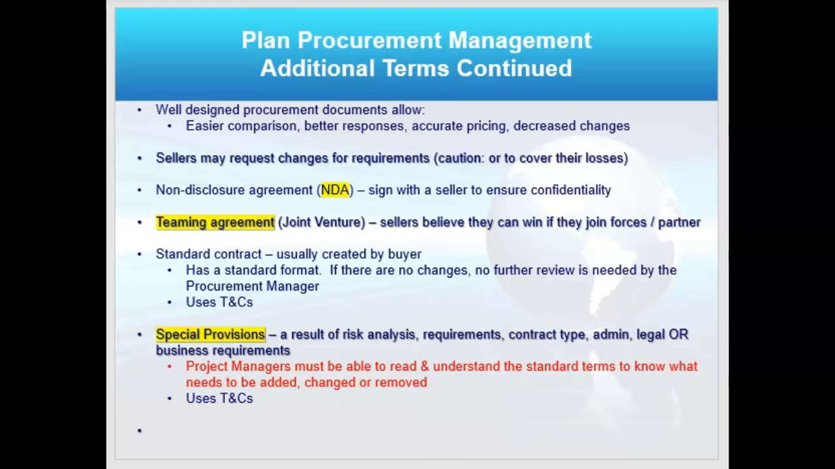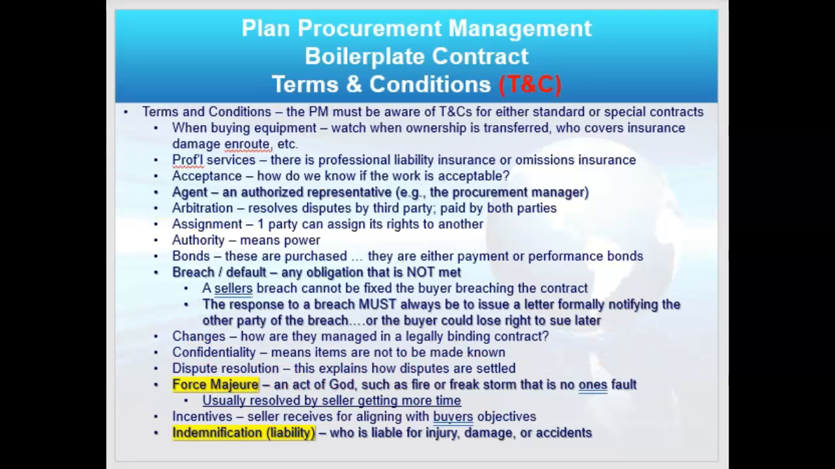You might do a teaming arrangement. You, as a company, as a seller, might partner with another seller and create a joint venture, giving you a better chance of success. And you want to be aware of terms and conditions and special provisions, right? What contract type, what sort of business requirements are there, what's the risk, and you will determine special provisions to accommodate those. We will talk about some of those in terms and conditions here.